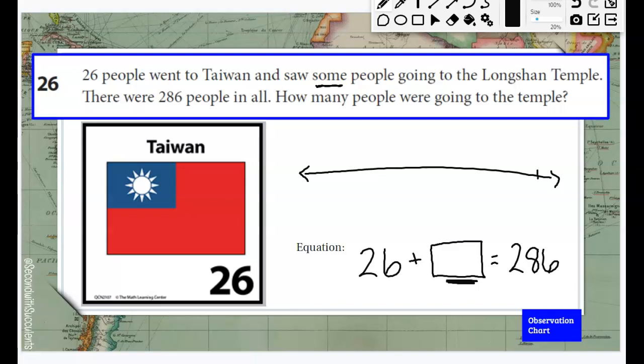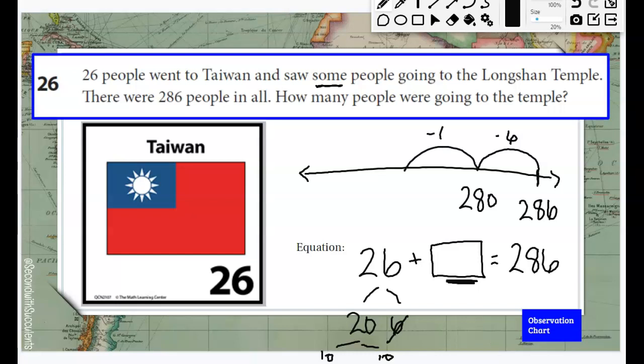So I'm going to start with my biggest number on the right side of my number line. I'm going to take some backwards jumps. Now I know I can break up 26 into 20 and 6. I know that 286 minus 6 is 280. That's my ones.